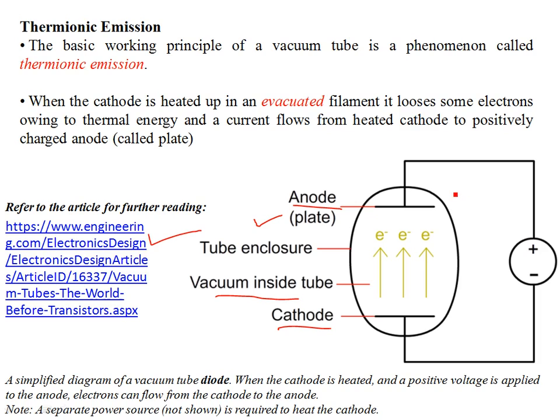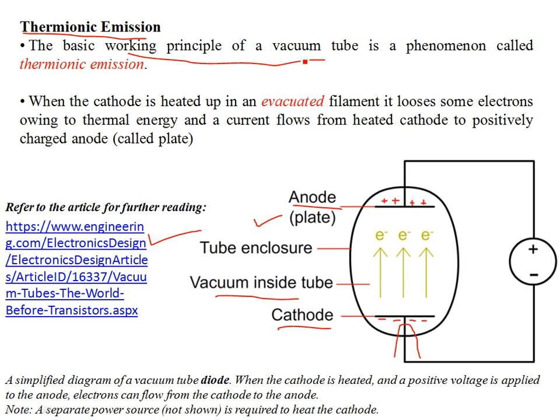So what happens is, once you apply the charges connected to the battery, there are positive charges at the anode, and you have a cathode which is a negatively charged element. Somehow you heat it up. There's a heating element which is not shown here in the schematic. It heats up the cathode, and since we are putting charges, there is an effect called thermionic emission. That forms the basis of the working principle of the vacuum tube.